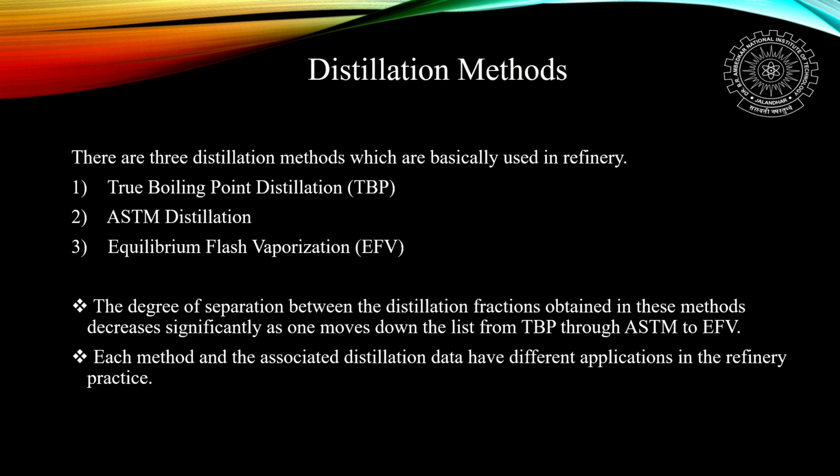First of all, what are distillation methods? So basically there are three distillation methods in the refinery. The first one is true boiling point distillation, also called TBP. Second one is ASTM distillation, which stands for American Society for Testing Materials. And the third one is equilibrium flash vaporization, which is also called EFV.